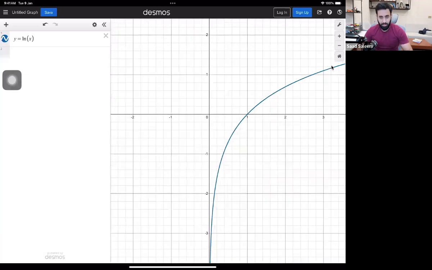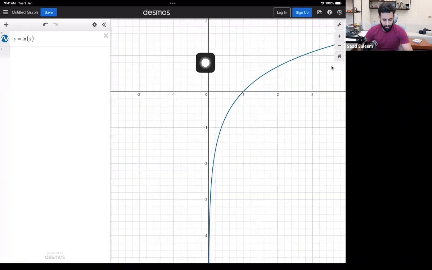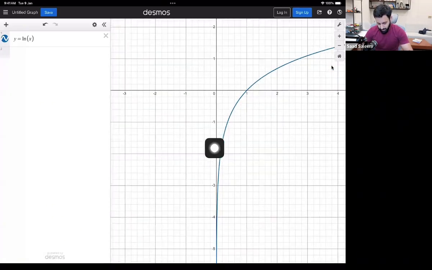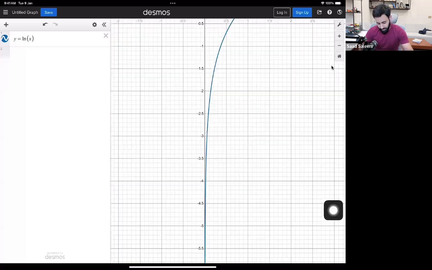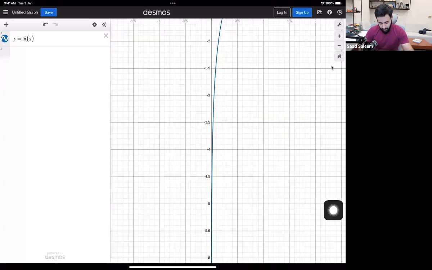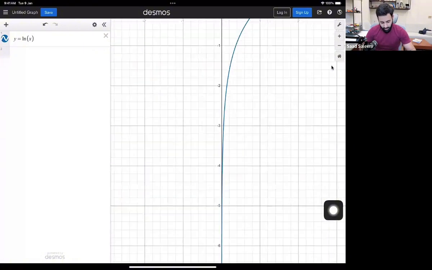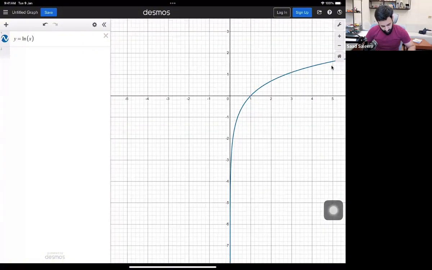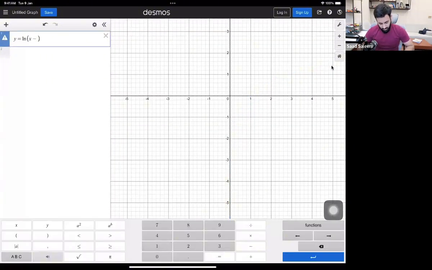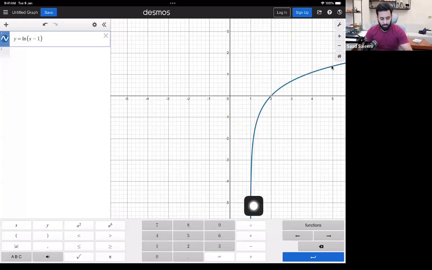Okay, asymptote, as you guys know, is a line, could be vertical, could be horizontal, that a graph approaches but never touches, let alone intersects. So you can see that the asymptote is x equals to 0. Okay, now what if I do x minus 1? What's the asymptote now? Now the asymptote is x equals to 1.